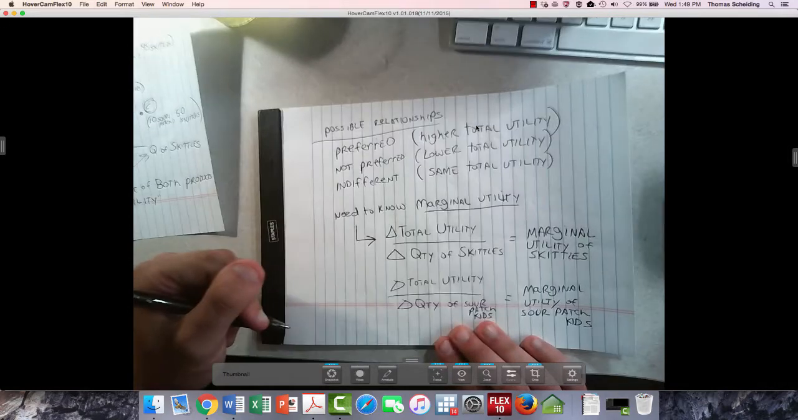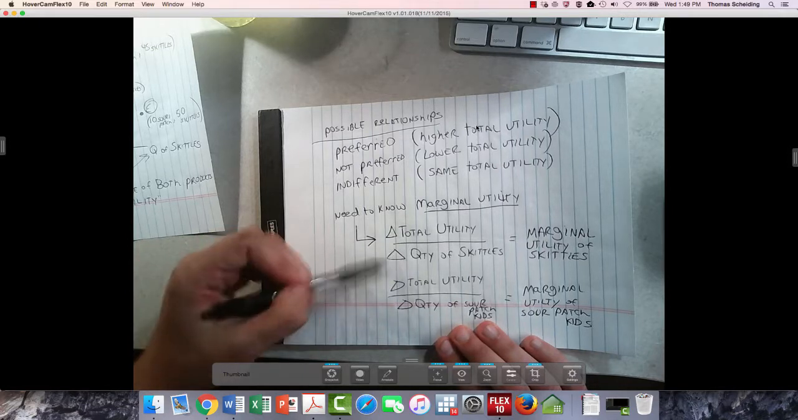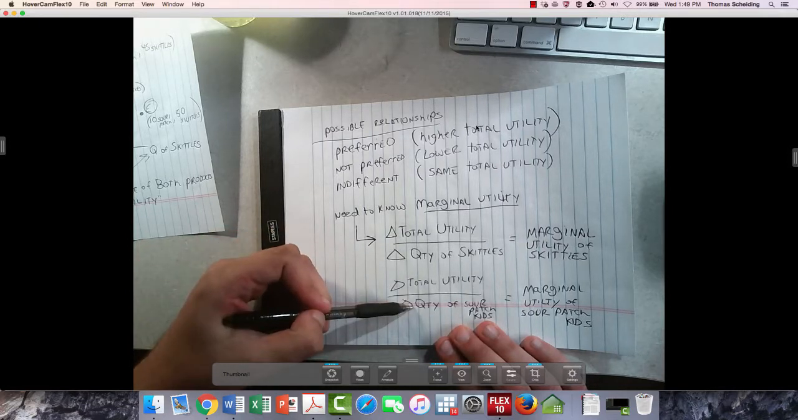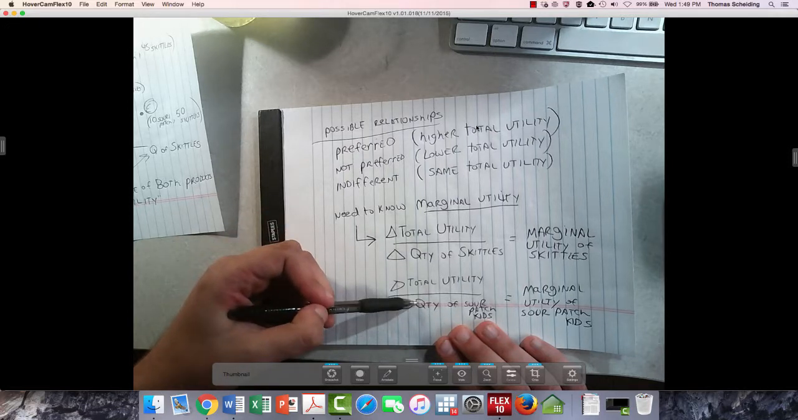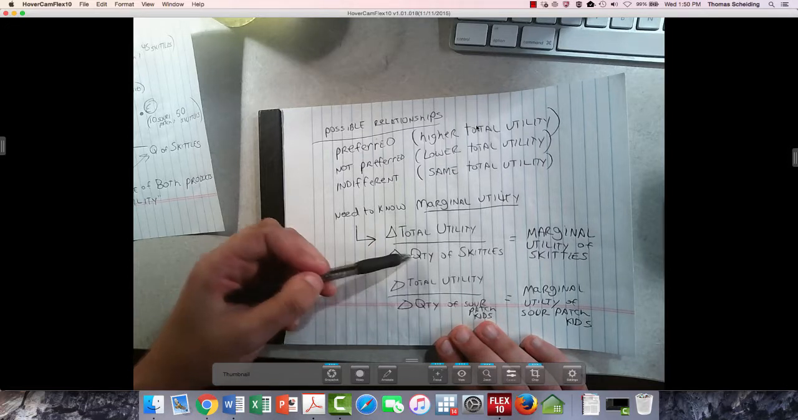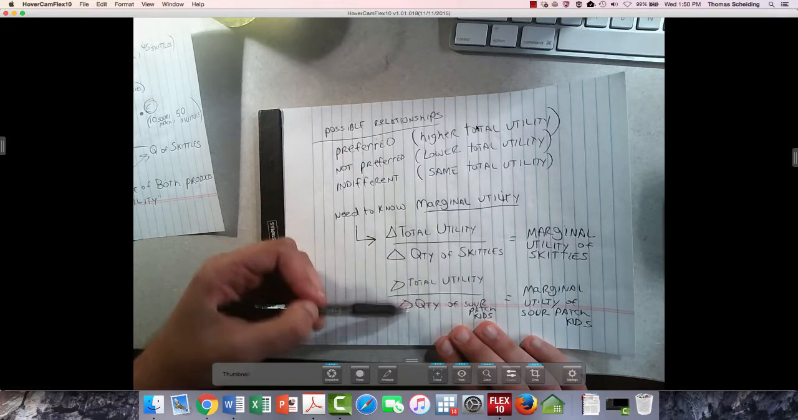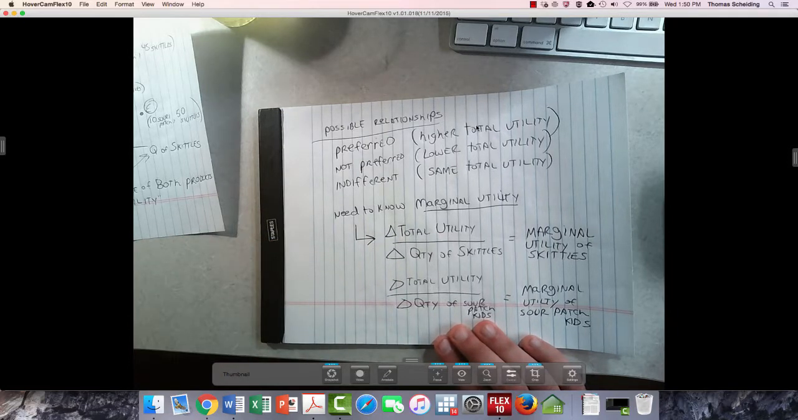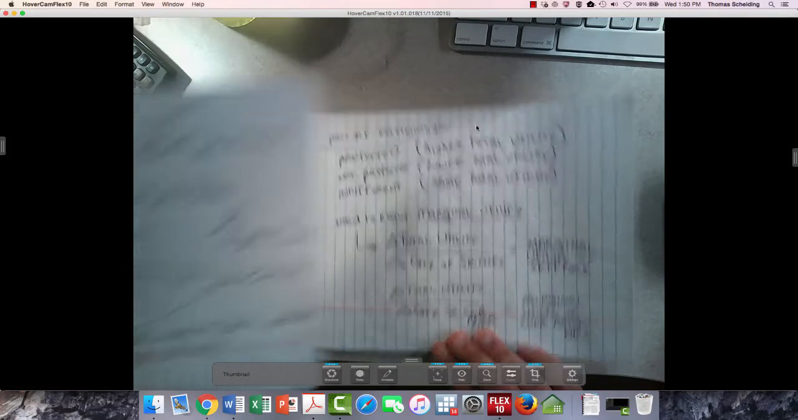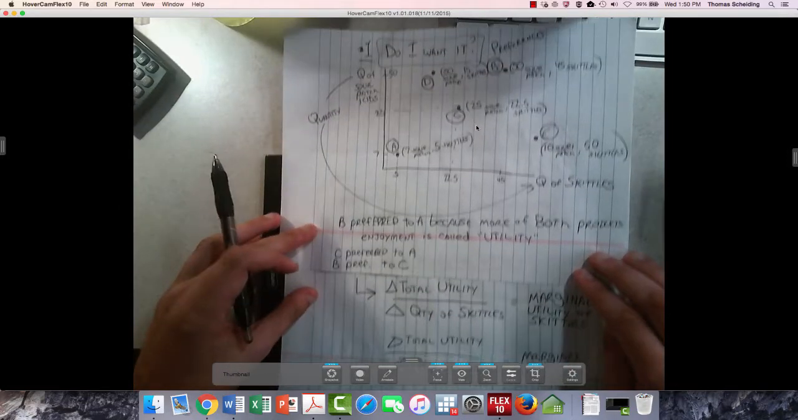So, what we need to know is that as I'm changing this quantity, the quantity could be going up or down. The question is how much additional happiness do I gain or lose by getting more Skittles or fewer Skittles, or more Sour Patch Kids, or fewer? Let's go back to this. Let's try to keep this all on the same page here.